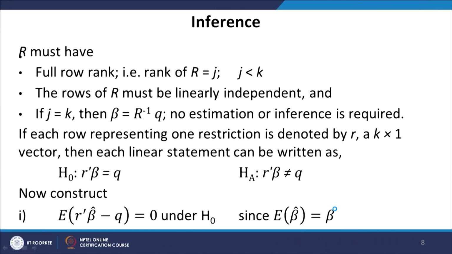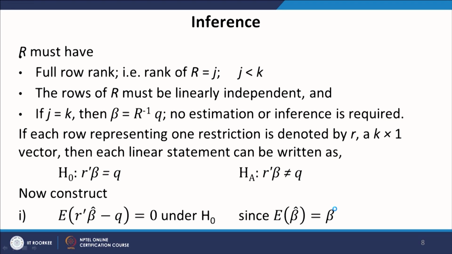Now, what are the conditions that are required? R must have full row rank. Now, we know that the rank of a matrix is defined as the maximum number of linearly independent rows or columns of the matrix. So, if we have the maximum number of linearly independent columns, that gives us the column rank of the matrix, and similarly considering the maximum number of linearly independent rows gives us the row rank of the matrix. Okay. So, R must be a full row rank matrix.